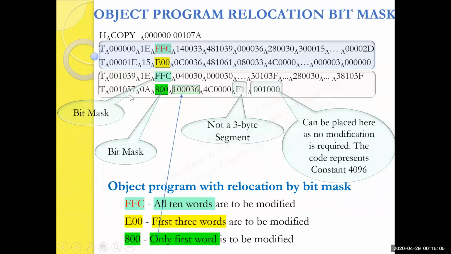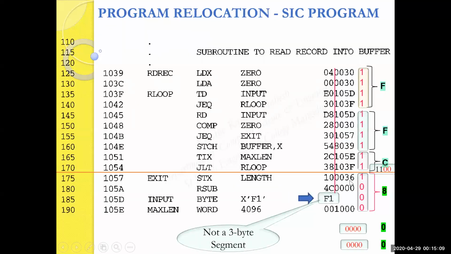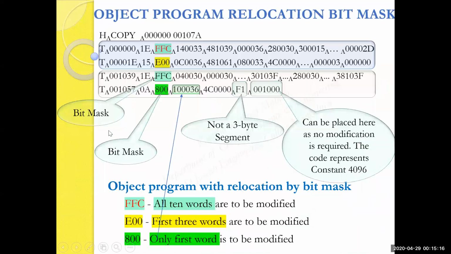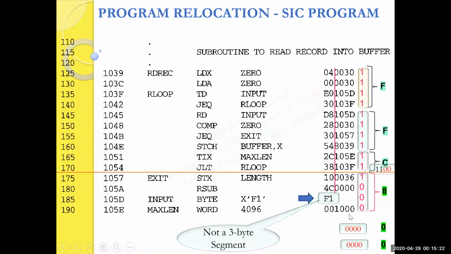The second text record contains object code starting from 100036 through 001000, and the starting address here is 1057. So 1057 is the starting address. Object codes are 100036 to 001000. The bit mask is 800.